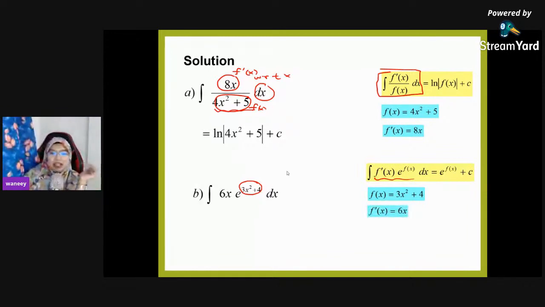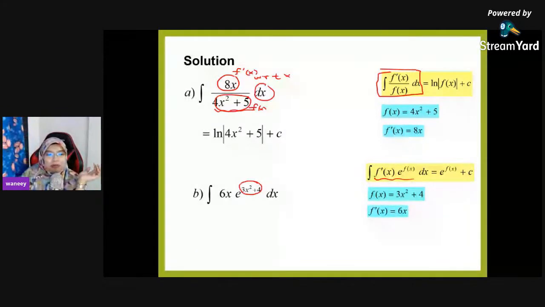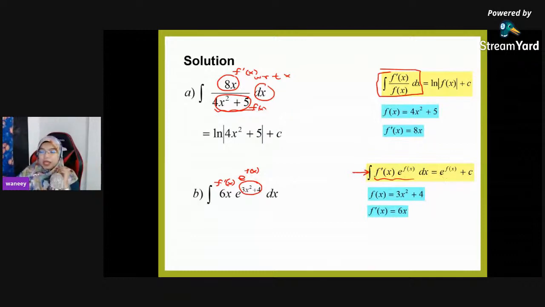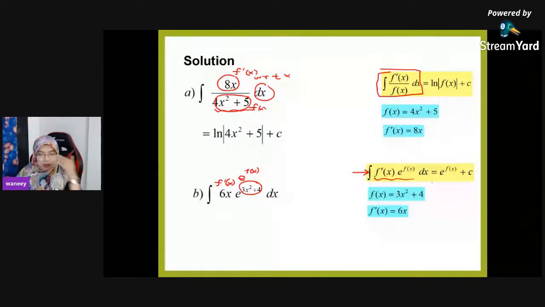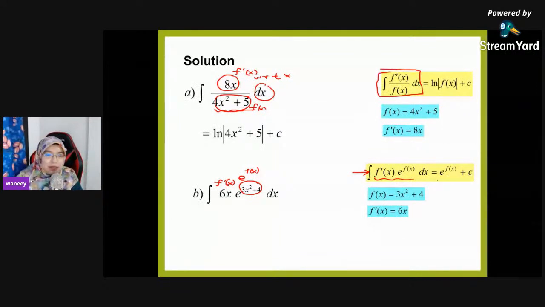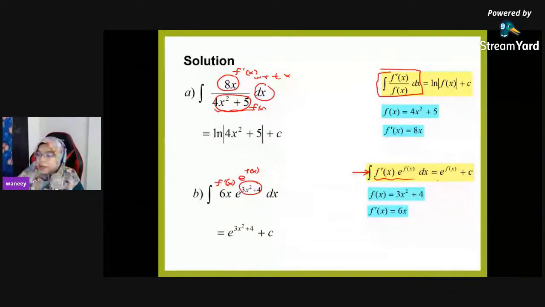So that means I can easily write them down in the form of f prime and e to the power of fx. So I can easily write them down in this form. So I can use the formula straight away. So it will simply become e to the power of 3x squared plus 4 plus c. So now, for the last one.